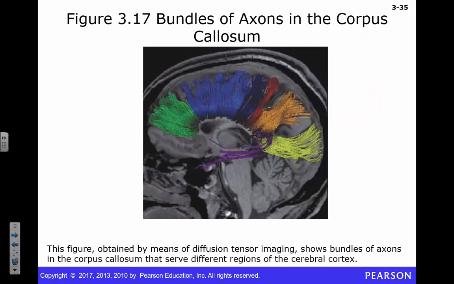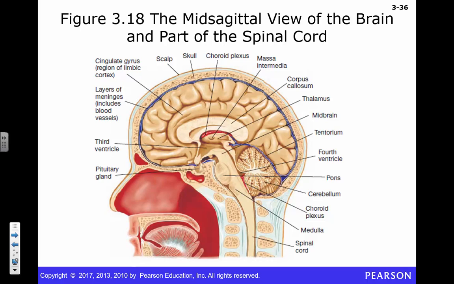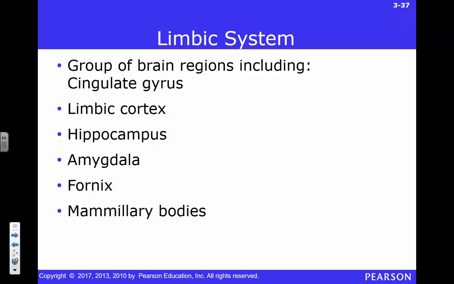Don't worry too much about this. This is diffusion tensor imaging. We'll talk about it if we need to. Here's a guy whose brain was cut in half. All right, let's talk about some specific brain regions, right? Because we should do that.